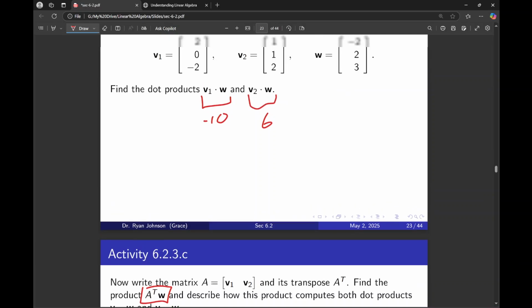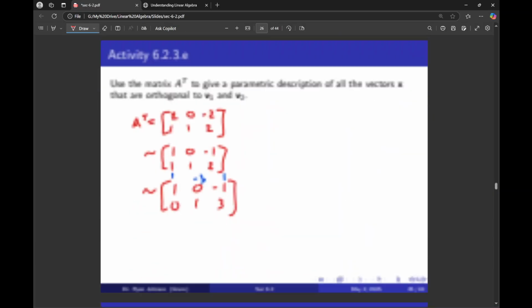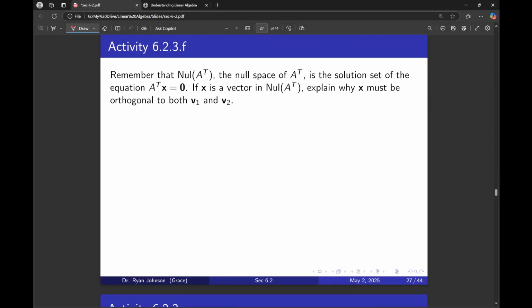What do we call the space V1 and V2? We never called it anything. So, all right. So, if X is a vector in null A transpose, X must be orthogonal to both V1 and V2.